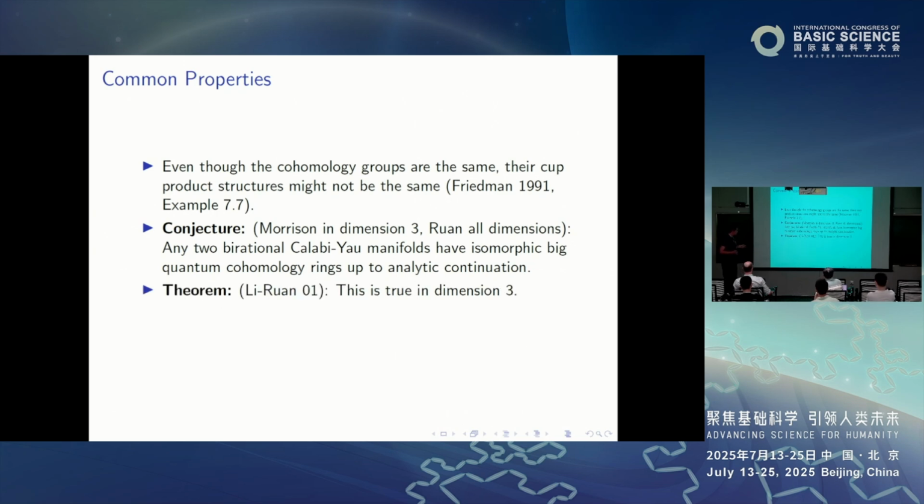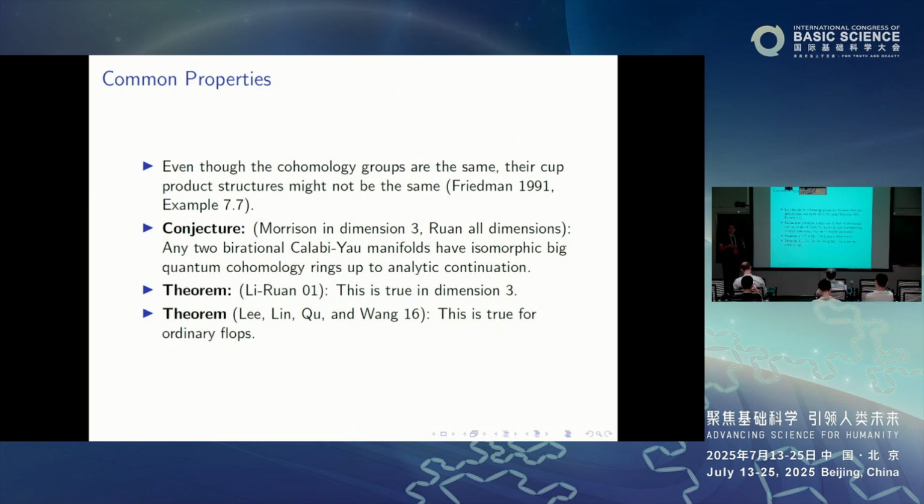Okay, so Li and Ruan proved this in dimension 3. Essentially, in dimension 3, everything is connected. It's a composition of these Atiyah flops. So you just need to work out how big quantum cohomology changes under one of these Atiyah flops, and then you're sort of done. Another quite impressive result is by Lee, Lin, Qu, and Wang, who proved it for ordinary flops, which is a generalization of an Atiyah flop.